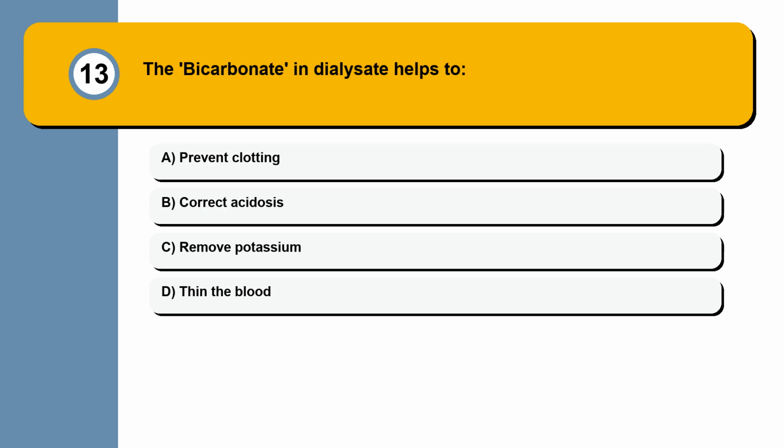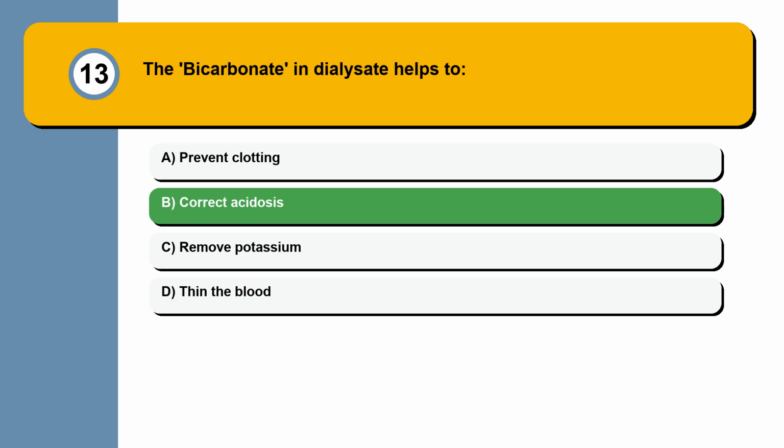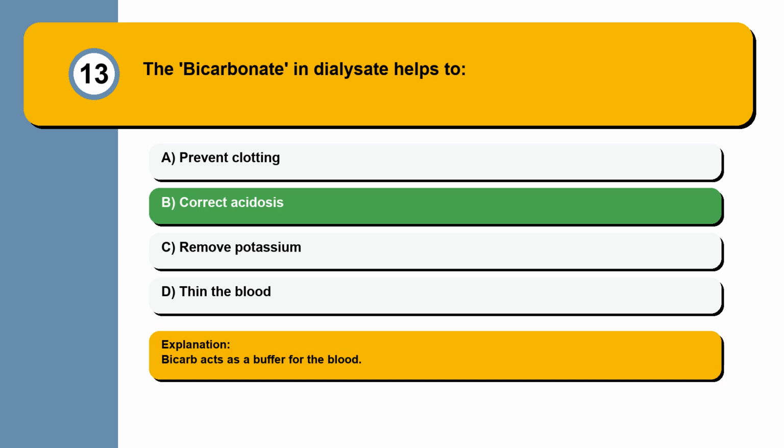Question 13. The bicarbonate in dialysate helps to: prevent clotting, correct acidosis, remove potassium, thin the blood. Bicarb acts as a buffer for the blood.